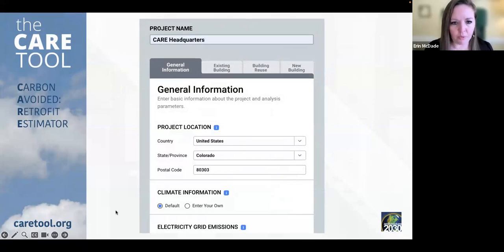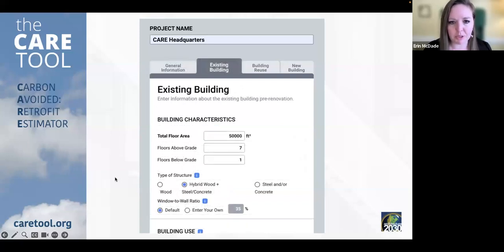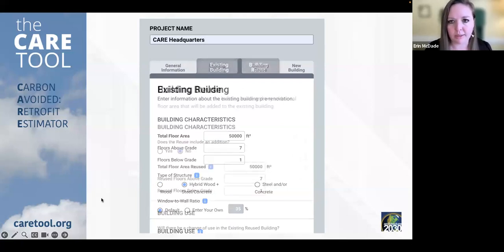So what this actually looks like once you get into caretool.org, quickly, this is the first page where you enter the project information and some climate information. Then on that existing building page, you start to answer some questions about what the building looks like, what the type of structure is. There are some default outputs where this is a metric that does have a significant impact on the outputs, but default information is provided. So if you don't know or don't even really know what this means, you can ignore it, or you can get a little more detailed.